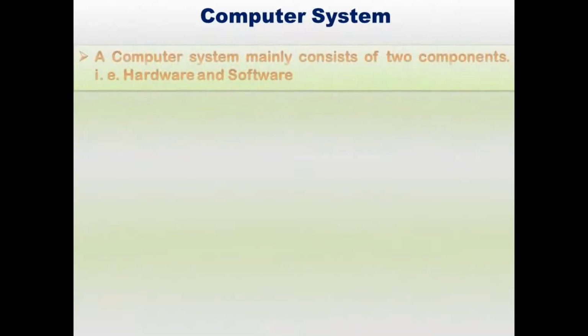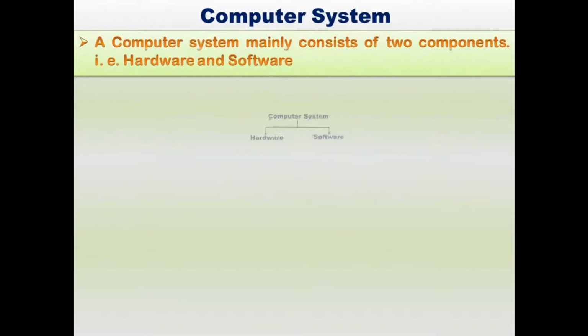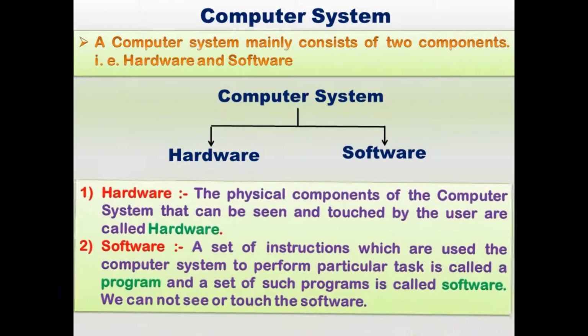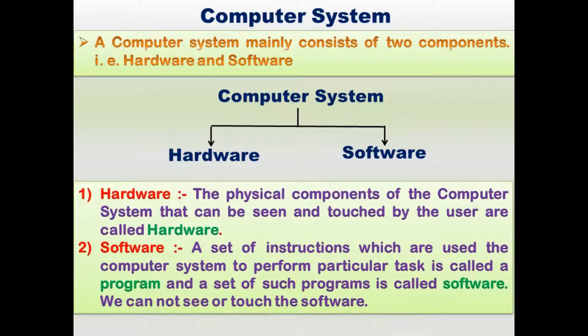Our computer system consists of two components. The first one is hardware and the other is software. Hardware are the physical components of the computer system that we can see or touch. And remember that software we cannot see and touch. There are many high-level programming languages in computers. When we arrange the instructions or commands in those high-level programming languages in a proper order to perform a particular task, it is called a program. And the set of such programs is called software.